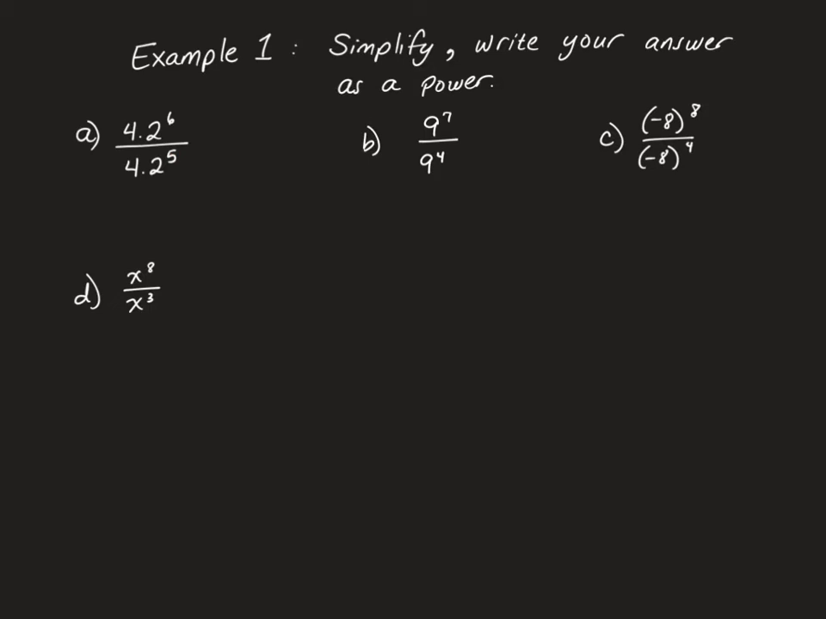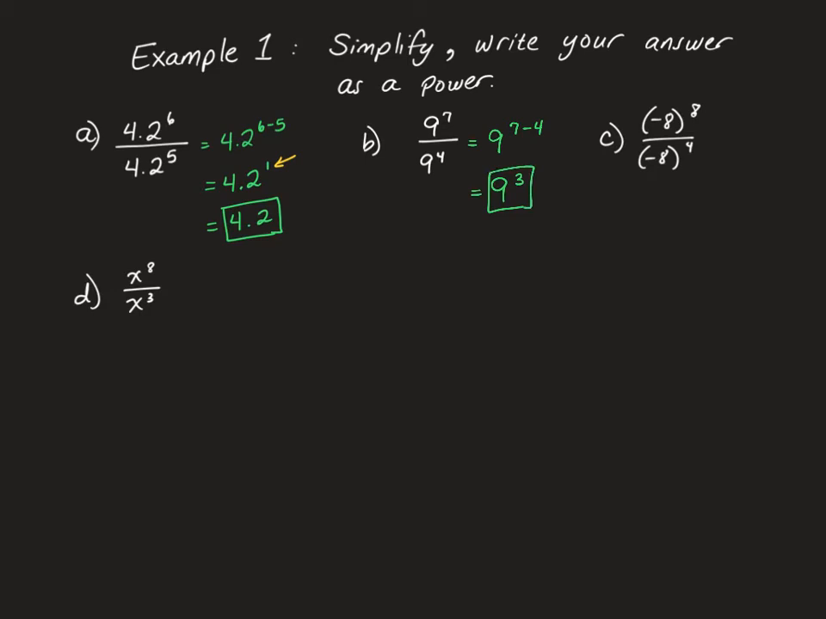Okay, so in letter A, it would be 4.2 to the power of 6 minus 5, which is 4.2 to the power of 1. And anytime you have the power of 1, you actually don't need to write it. So this is actually better just to be written as 4.2 all by itself without to the power of 1. In letter B, we're going to subtract 4 from 7, so that would be 9 to the power of 7 minus 4, which would be 9 to the power of 3.